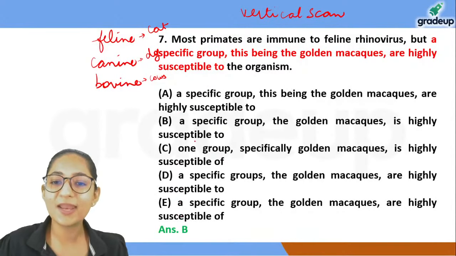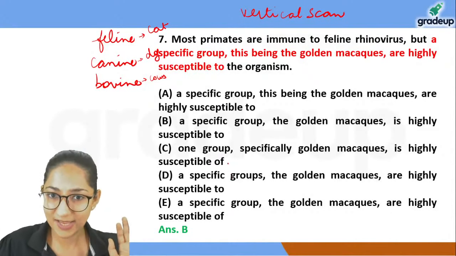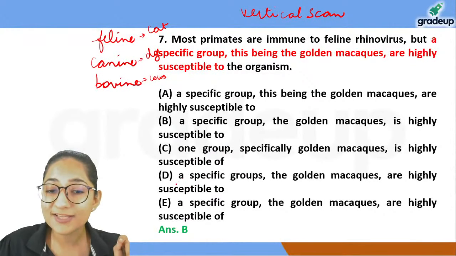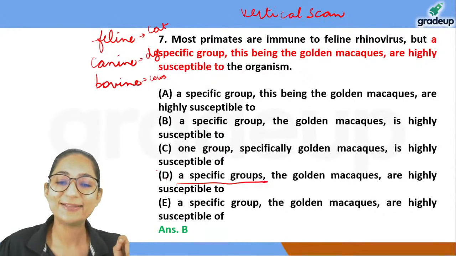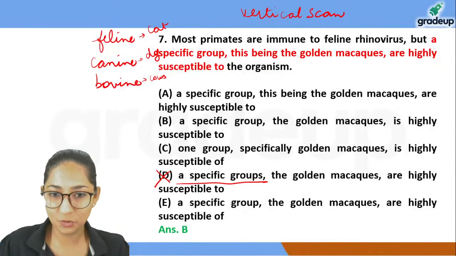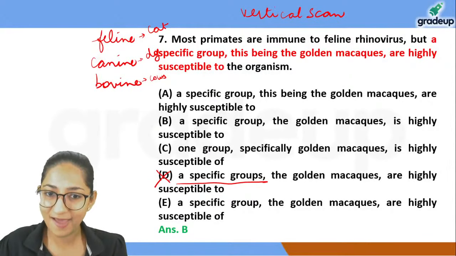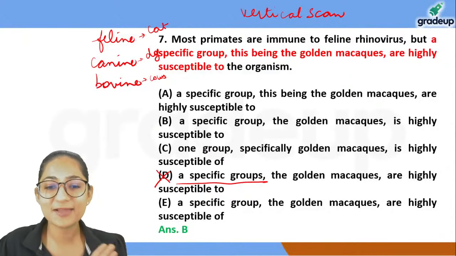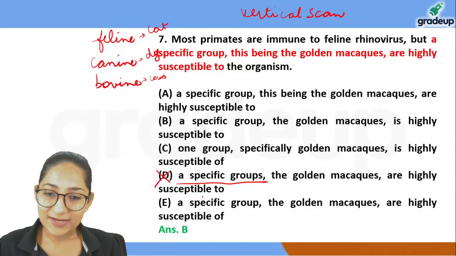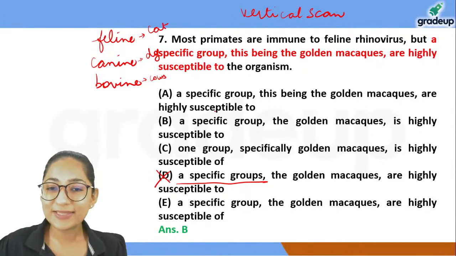You have to look at the beginnings, you have to look at the endings, even before you start reading the sentence. So it says specific group, one group, specific groups. This is straight away out. This construction is incorrect. We know it. Specific groups can be there, or specific group can be there, but specific groups is incorrect, right? All right, and then you have a specific group. Okay, we've looked at the beginnings. Now let's look at the endings also.